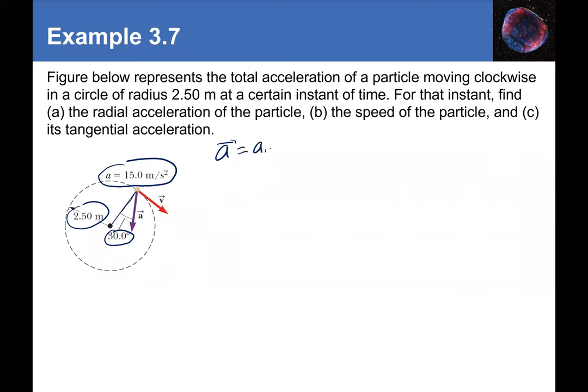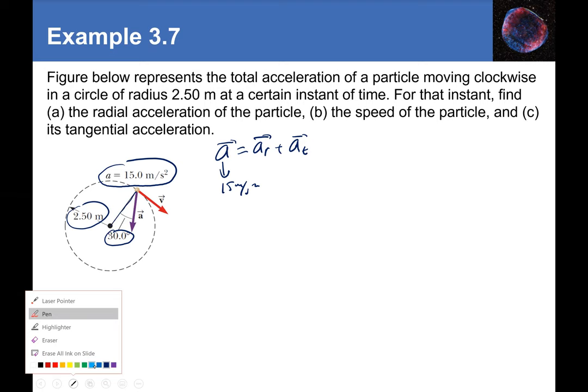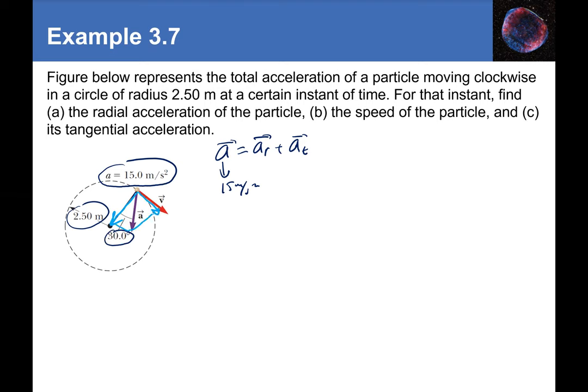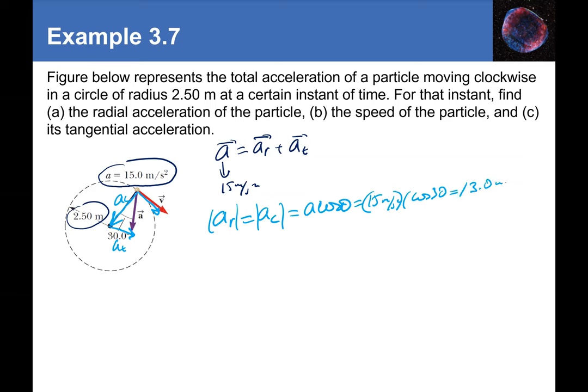So remember, this is A, which is AR plus AT, right? And we are told that the magnitude of this is 15 meters per second squared. Now, I take that vector and I break it down into two components, parallel and perpendicular, AR and AT. And I can see that AR, which is the same as AC, is technically adjacent to this triangle. That means this is equal to A cosine of theta, right? Because if I move the tangential here, AC is adjacent to that triangle. And we're given 15 meters per second squared, times cosine of 30, and I can find this to be 13 meters per second squared.